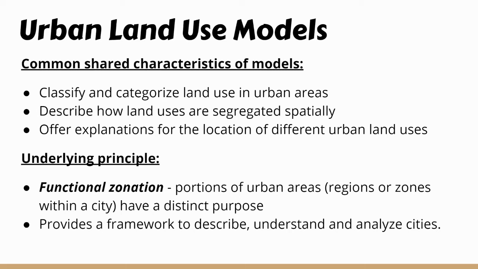The underlying principle for all of these models is the concept of functional zonation, where portions of urban areas or regions or zones within a city have a distinct purpose. Essentially, these models provide a framework to describe, understand and analyze cities. That is the overview of the urban land use models, all 7 of them.